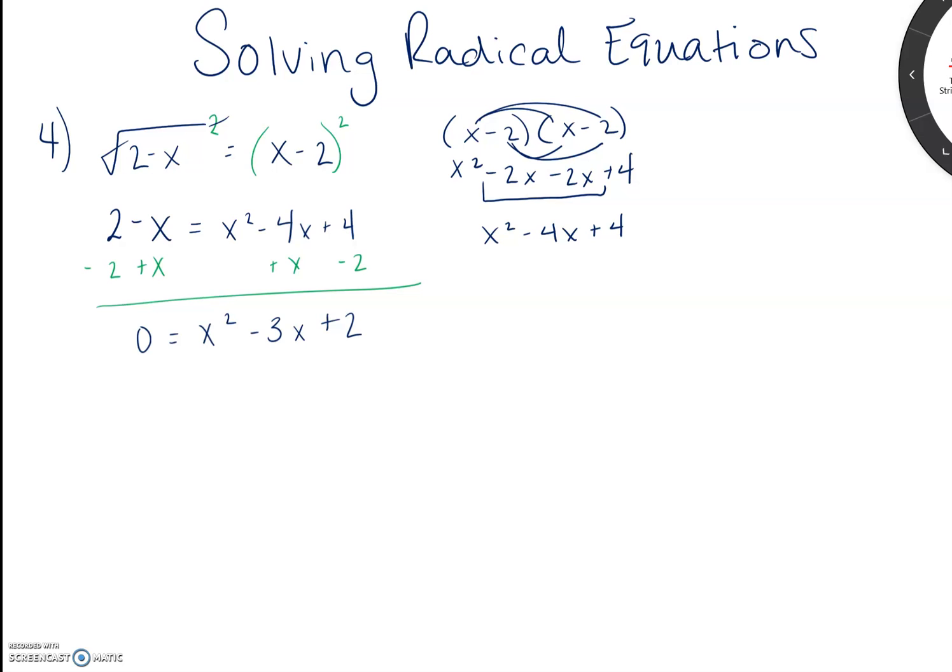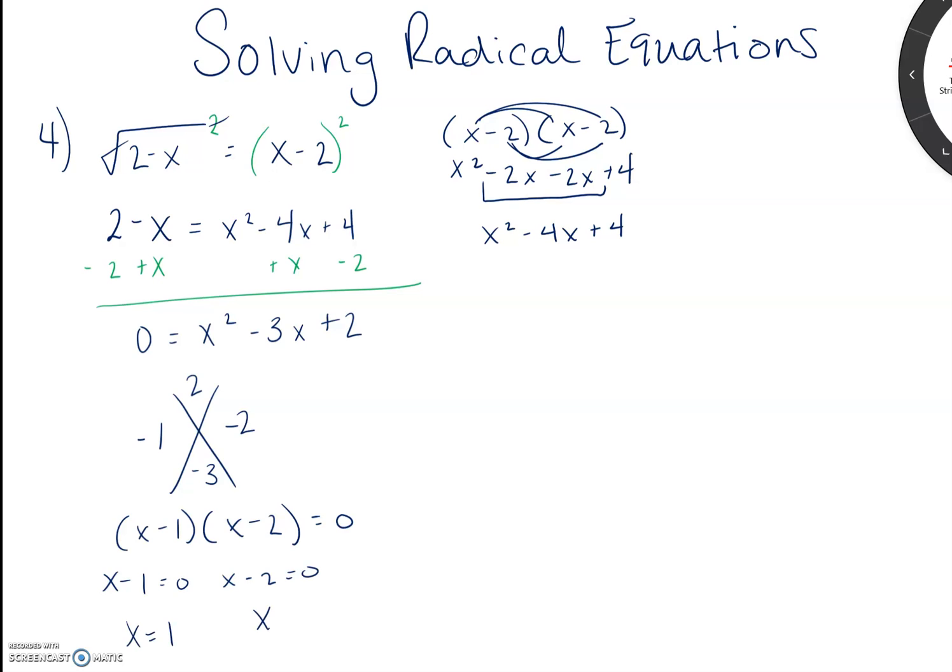I'm going to see if I can factor that. So a times c would be 2. My b term is negative 3. So I'm looking for factors of 2 that would add to 3, which would be 1 and 2. But they add to a negative 3 and multiply to a positive, so they're both negative. So now I have x minus 1 times x minus 2, and it's still set equal to 0. Now I solve those individual factors, and I would get x equals 1 and x equals 2.